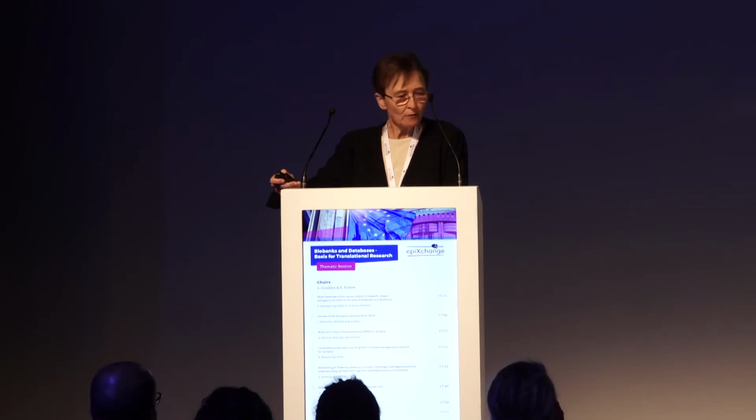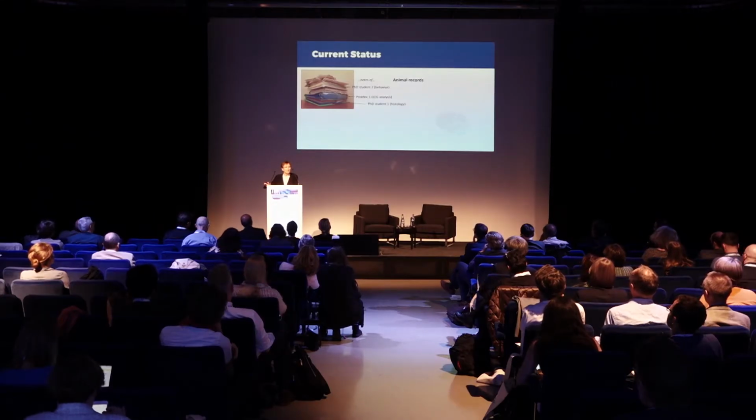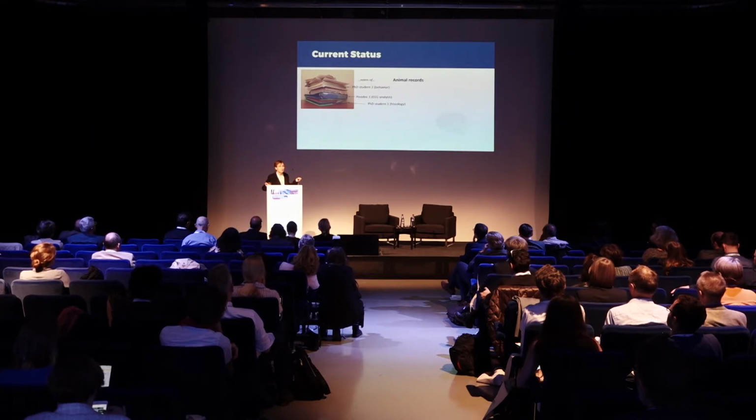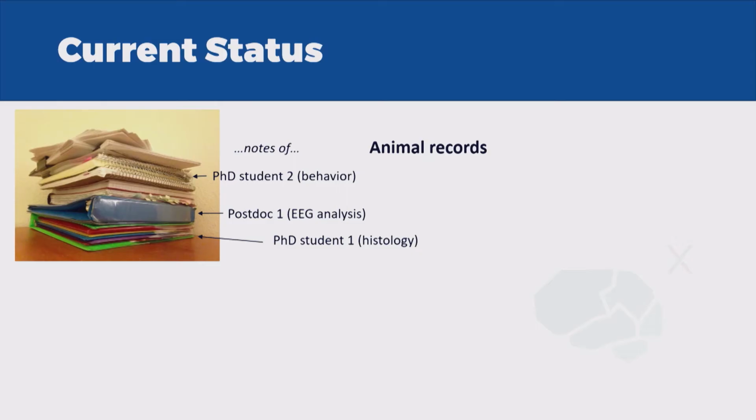So if we think about currently how the animal records are kept, it typically looks like this. We have 1 to 2 year fundings to hire a postdoc or a PhD student or a graduate student, and this is our archive. And then 2, 3 years later, we try to figure out what was done by whom and when.